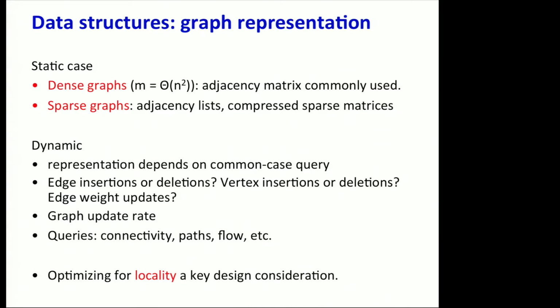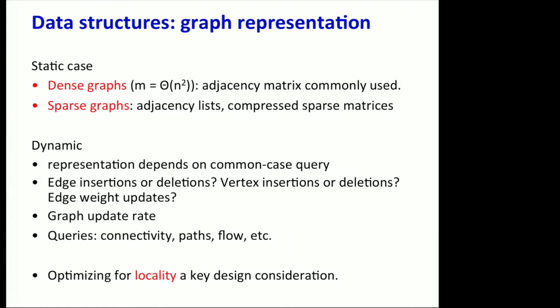For every pair, there is a matrix element. For sparse graphs, there are a couple of different choices. The textbook choice is what's called an adjacency list. And what's used more in practice for high-performance graph computations is a compressed sparse matrix, which is nothing more than a cache-efficient version of an adjacency list. We'll see what it means in the next slide.